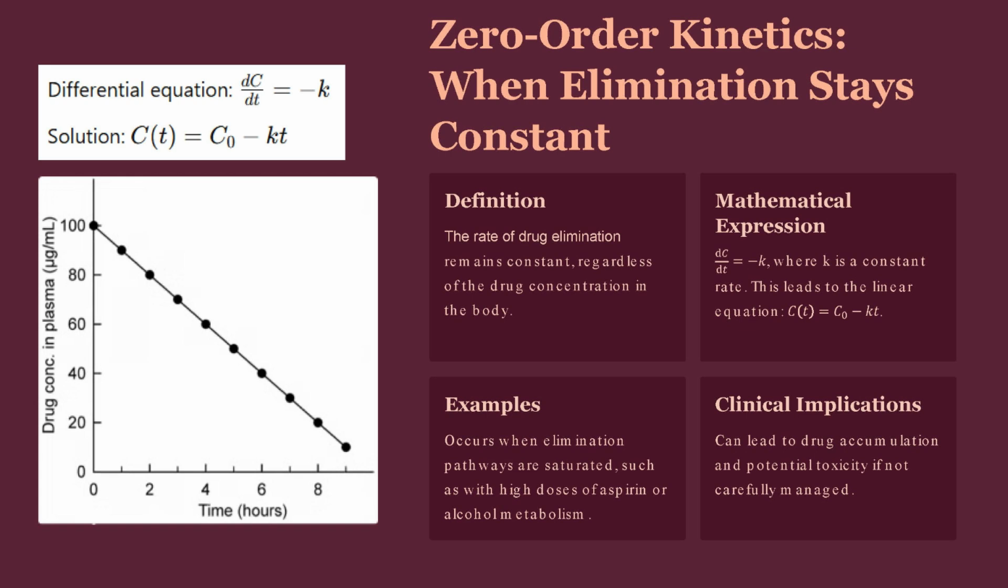When elimination pathways are saturated, the drug is eliminated at a fixed rate, regardless of the concentration in the body. This can lead to drug accumulation and toxicity if doses are not carefully managed. On the graph, the concentration of the drug decreases in a straight line starting at C0. This linear pattern emphasizes that the same amount of drug is being eliminated over time, rather than a percentage. There is no half-life concept here, because the rate of elimination is not proportional to the concentration. The graph highlights how saturation can create a steady decline, but also presents risks if dosing exceeds the body's ability to eliminate the drug.